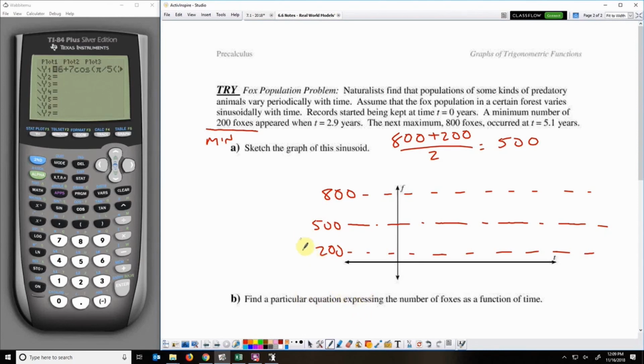We know that we were at a minimum of 200 foxes at 2.9 years. And we were at a maximum of 800 foxes at 5.1 years. So a little portion of the graph would look like that. That's all we're really going to need in order to get all the information we're going to need from this graph.